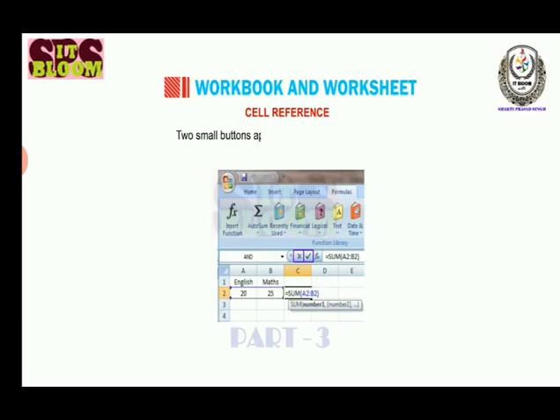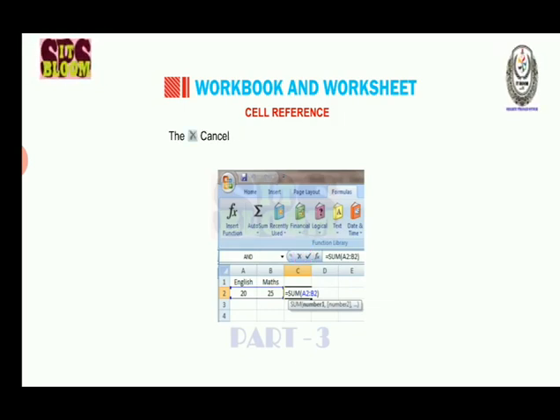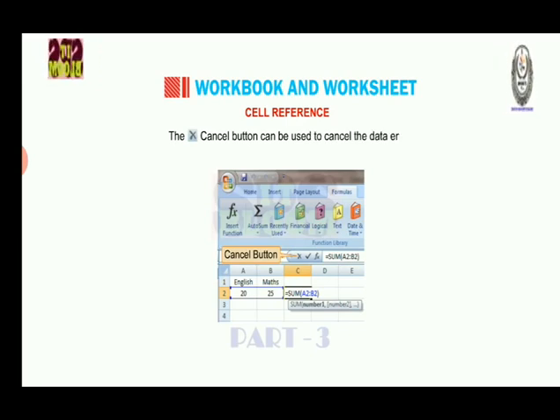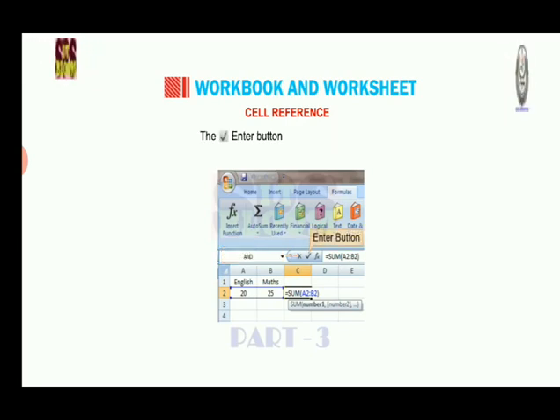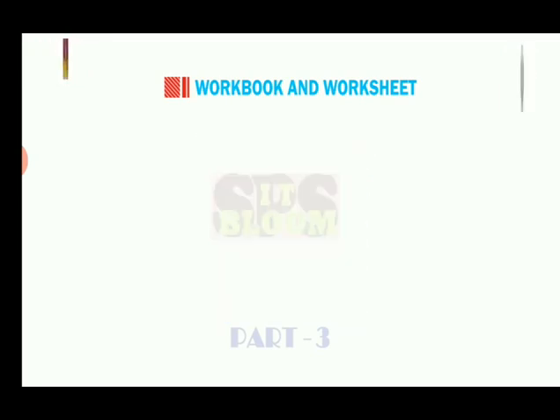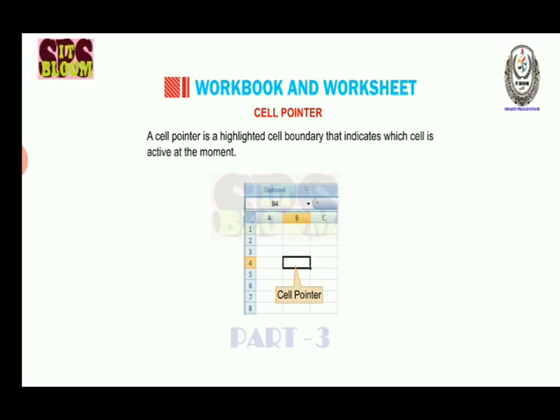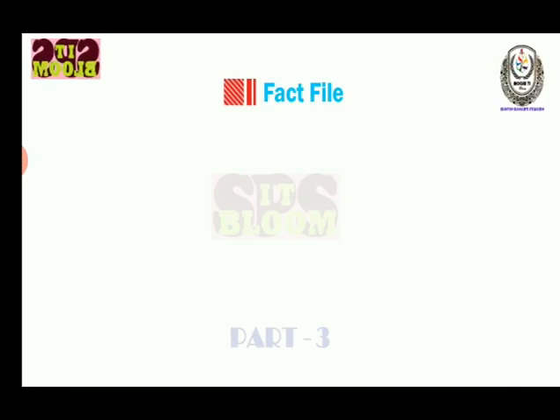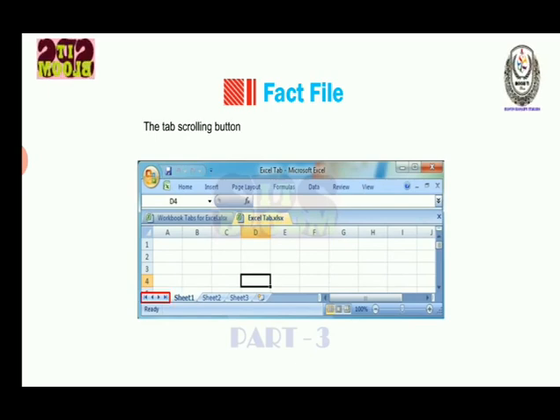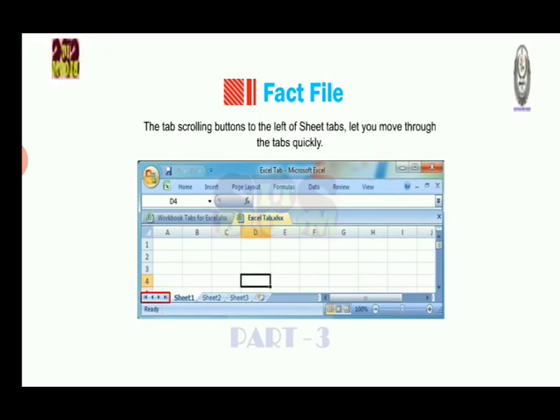Two small buttons appear to the left of the formula bar. The cancel button can be used to cancel the data entry. The enter button works like an enter key. Let us now talk about cell pointer. A cell pointer is a highlighted cell boundary that indicates which cell is active at the moment. Okay, now let me share an interesting fact with you. The tab scrolling buttons to the left of sheet tabs let you move through the tabs quickly.